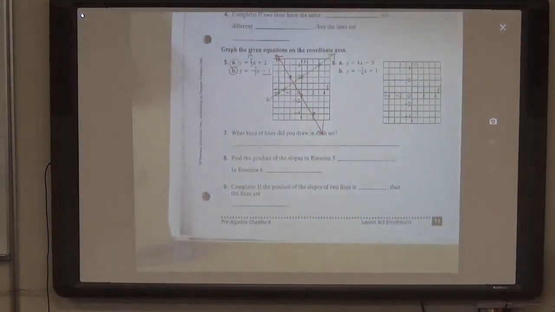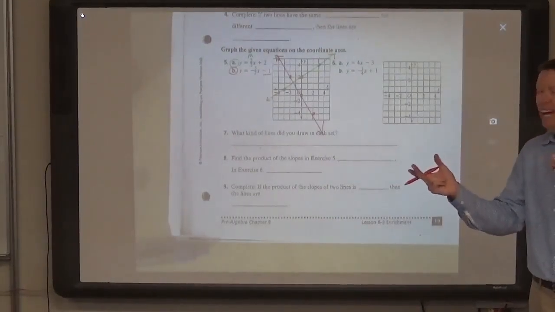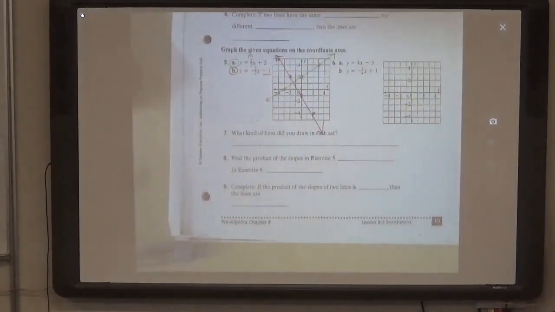What would we call them? Not parallel, so they're, no, what is it? Intersecting lines. They're intersecting lines. Yep. And what do you also notice about the slopes? What do you notice about the slopes?